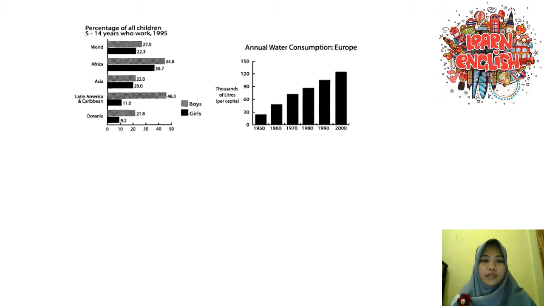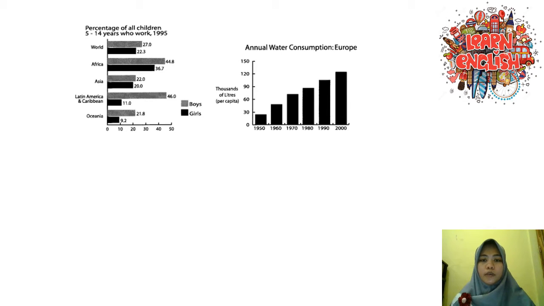Next one, you have like this. It's a kind of bar chart. It depends on the information presented. Yeah, for example, it is about the percentage of all children 5 to 14 years who work. The year is 1995. And then it is based on the continents, yeah, and all over the world. Okay, you have the information about boys and girls. It's quite complicated. I mean, it consists of a lot of information.